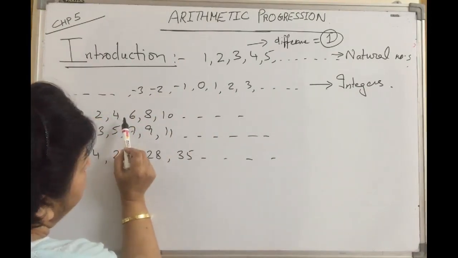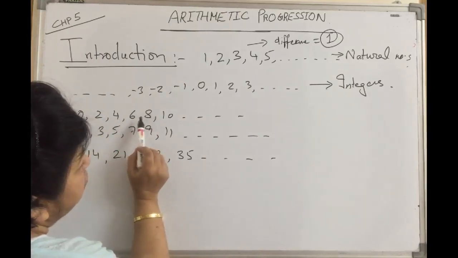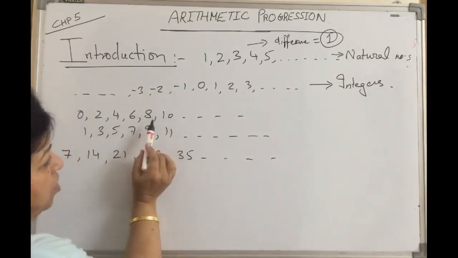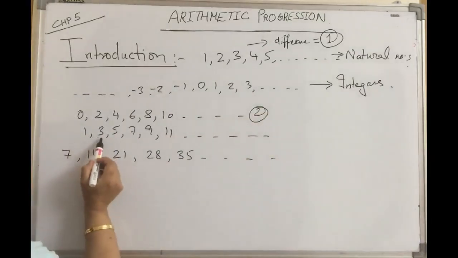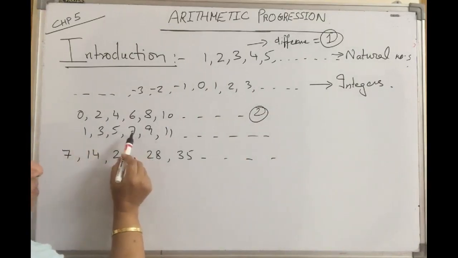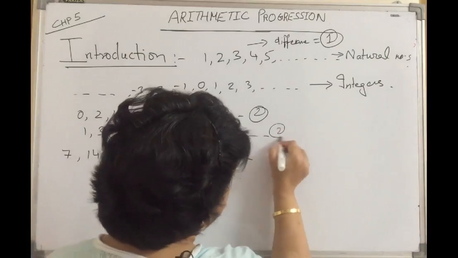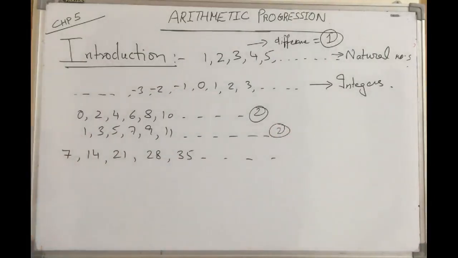In case of the set of even numbers, 2 minus 0 is 2, 4 minus 2 is 2, 6 minus 4 is 2, 8 minus 6 is 2, 10 minus 8 is 2. So here the difference is 2. In case of odd numbers, 3 minus 1 is 2, 5 minus 3 is 2, 9 minus 7 is 2. Between any two consecutive numbers, you need to calculate the difference, the second minus the first one.